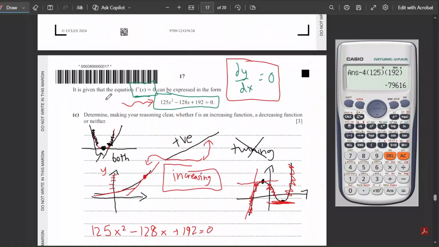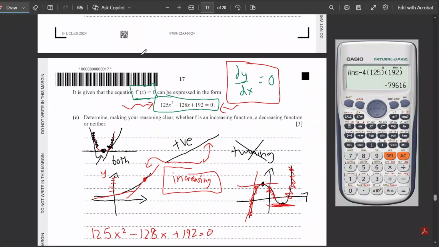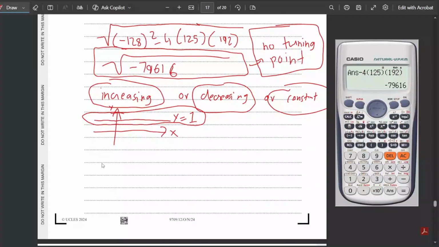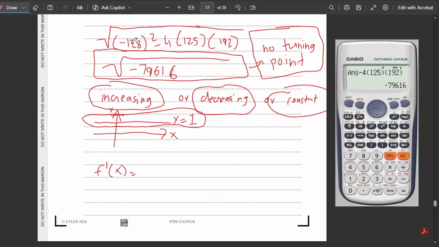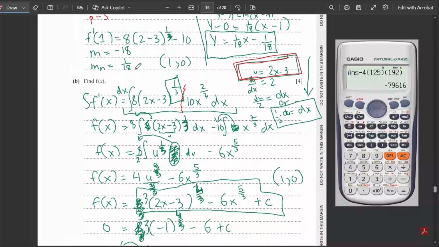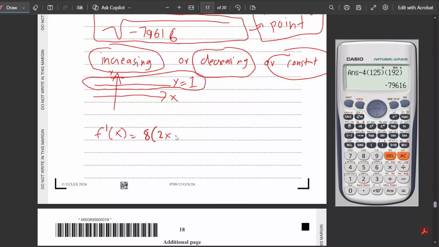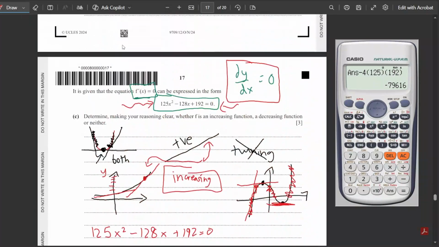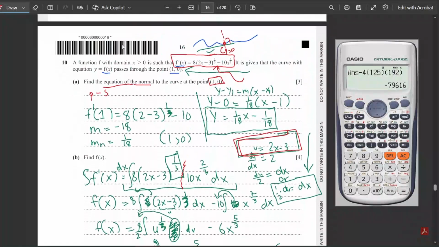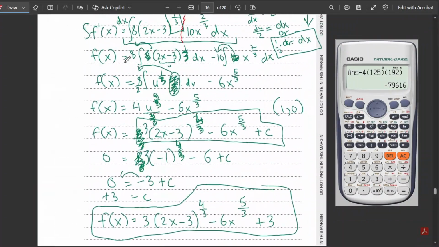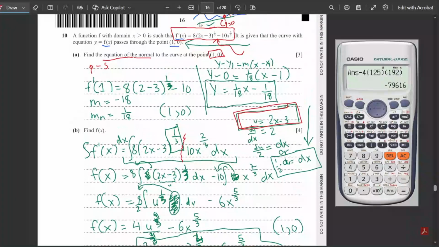The way we can do that is we can use this equation that we have, or you can use the original derivative equation. It doesn't matter which one you use. I'm just going to use the original one. So it's 8 times (2x minus 3) raised to the power 1 by 3, minus 10x raised to the power 2 by 3. And the domain that you were allowed was x is greater than 0. Let's check that. Yep, that is the domain allowed to us.